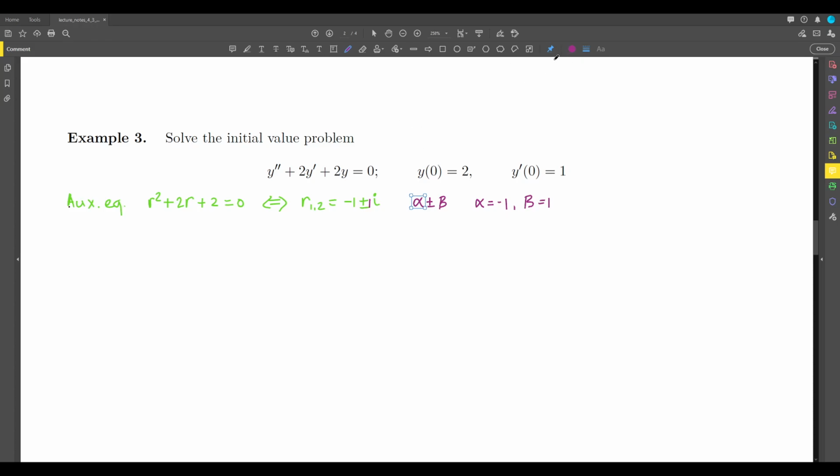Okay, so our general solution is y of t equals c1 e to the power alpha, and in this case that is just -t, cosine of beta t, so that's just cosine of t, or 1 times t, plus c2 e to the power -t sine of 1t, or just t.